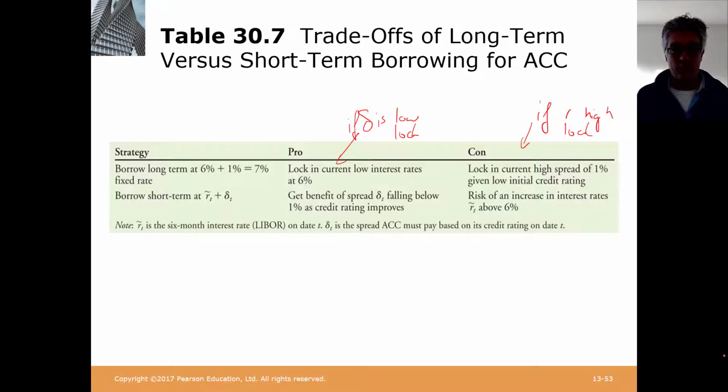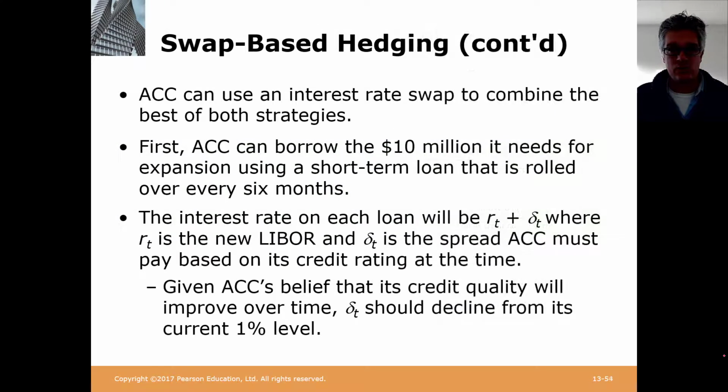And then the pro of borrowing short term is that if this company, as is stated in the book, believes that their credit quality will improve over time, then they assume that this delta will go down over time, so that eventually we'll get some benefit of better credit quality, which translates into lower rates. But then, of course, you still have the risk that the rates in the economy as a whole increase.